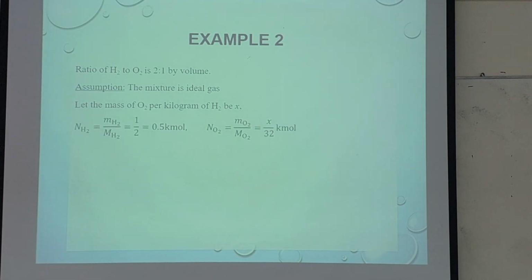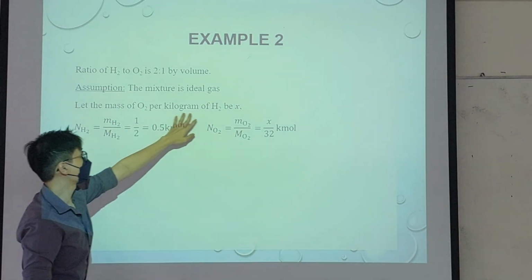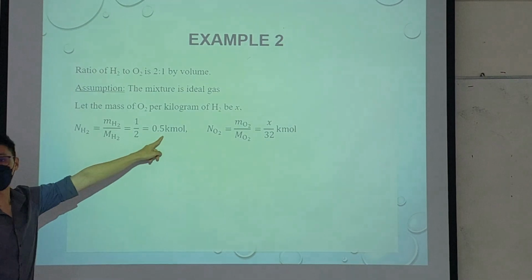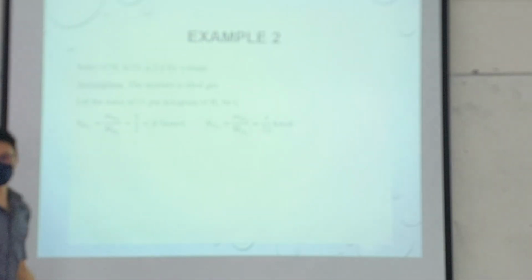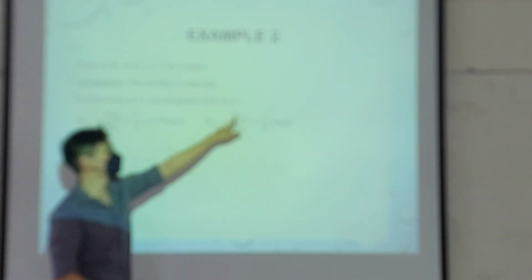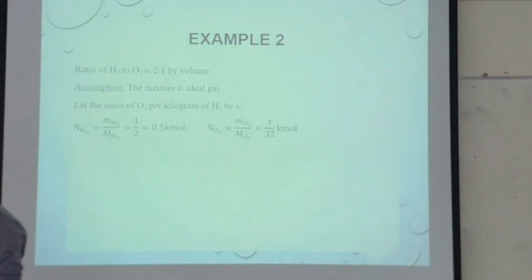So like I mentioned just now, if we assume the mass of the H2 is 1 kg, it means that the number of moles of H2 is 0.5 kilomole. Again, this one we are assuming, we are letting H2 be 1 kg. So we can sub 1 here, divided by 2, so the number of moles of H2 is 0.5. Based on this, for the moles of O2, you just say that the mass of O2 is X, the molar mass is 32, so you sub 32 in.